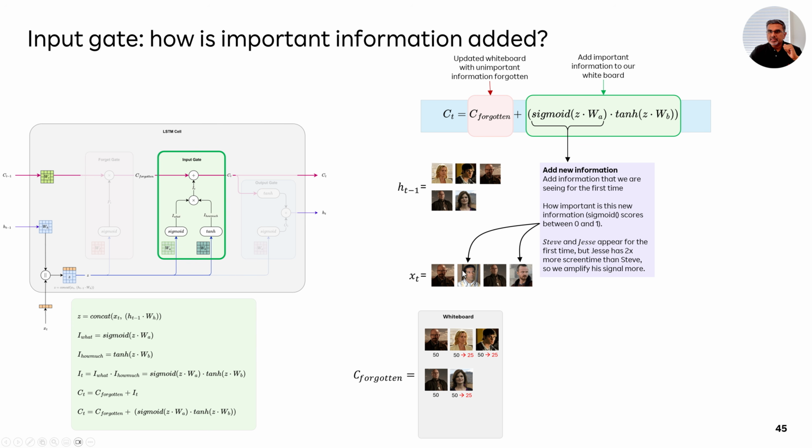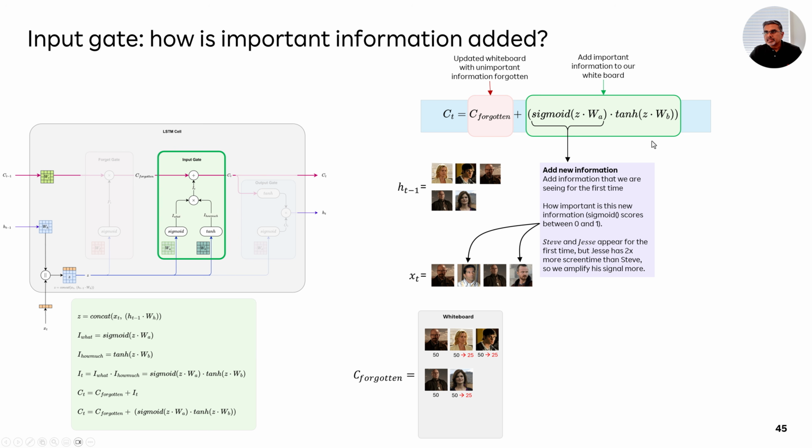For example, Steve and Jesse both appear for the first time, so obviously they need to get added. But Jesse has 2x more screen time than Steve, so we have to amplify Jesse's score more. Although both of these are important information and need to get added, we use the sigmoid function to swing a higher value to Jesse than to Steve.